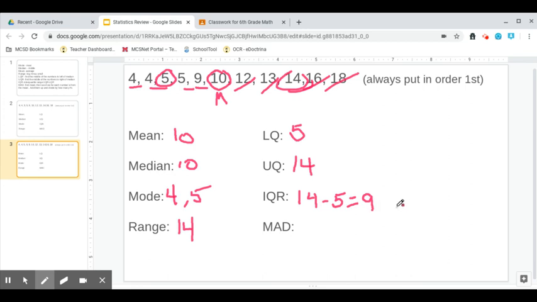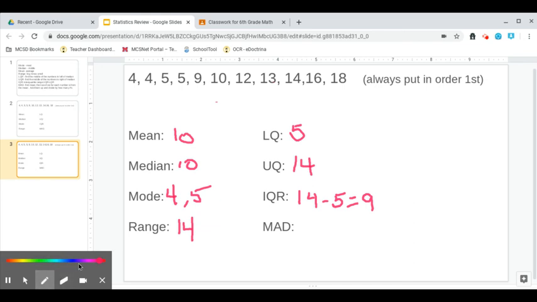9. Okay, now my MAD, my mean absolute deviation. That's the tricky one. It's the one we learned the other day. Okay, so we'll get blue. Okay, so for this one, I need my median, which is 10. So we're going to compare all of these numbers to 10 as the mean absolute deviation. So we're going to see how these numbers all deviate from 10.